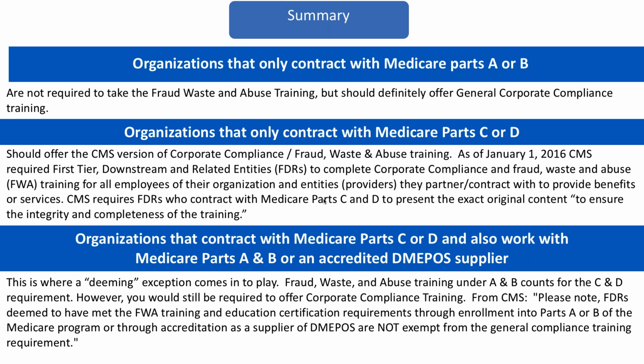And as a reminder, this is the one that came online in January of 2016, where CMS required first-tier, downstream, and related entities, or FDRs, to complete corporate compliance and fraud, waste, and abuse training for all employees of their organization and entities, or their providers, that they partner or contract with, so they have to provide those benefits or services. And CMS requires these FDRs who contract with Medicare's Parts C and D to present the exact original content to ensure the integrity and completeness of the training.